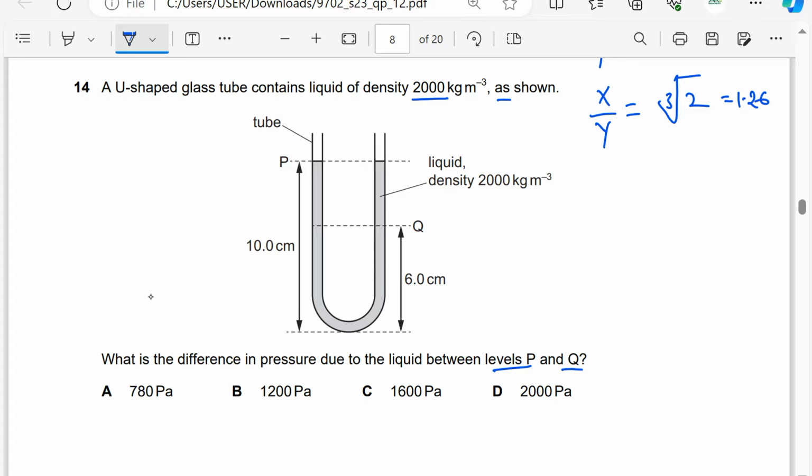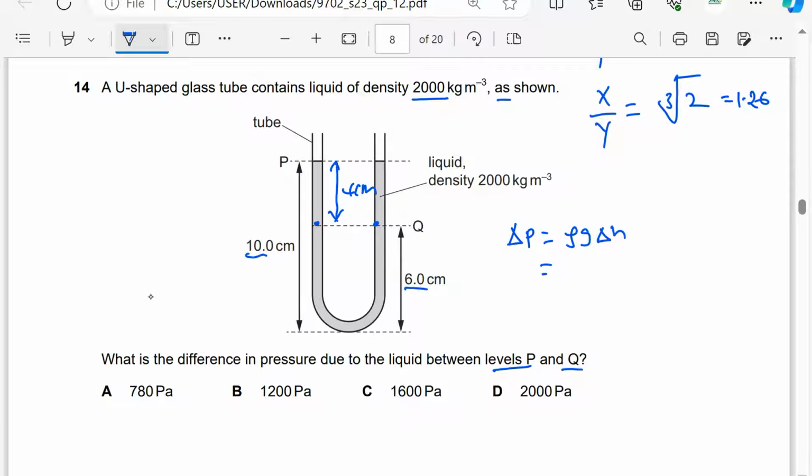Okay, I am going to just take a common point that is at the same level. According to Pascal's principle, at the same level, the pressure is equal, and acts in all directions. We want the difference in pressure due to the liquid between levels P and Q. So between levels P and Q, we want this one here, which is 10 minus 6, which is 4 centimeters. So the difference in pressure will be equal to density times g times the difference in height.